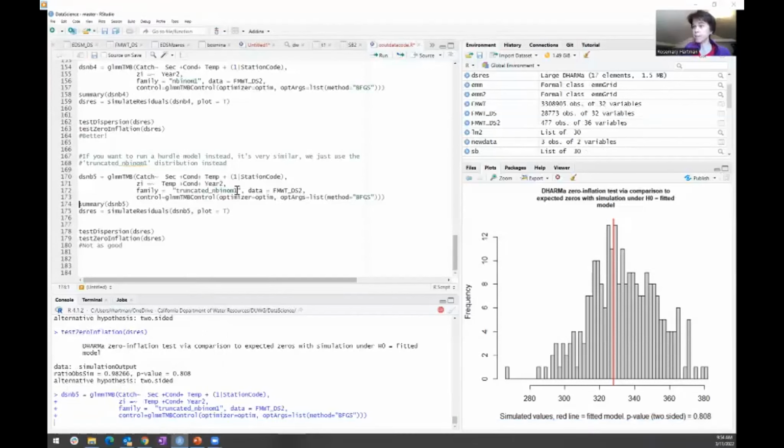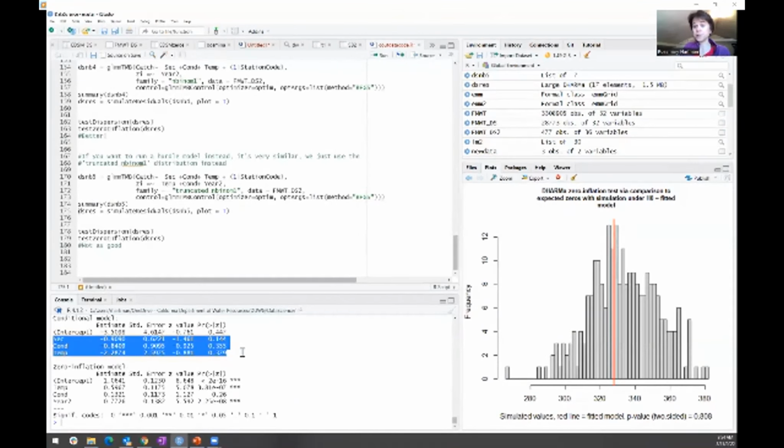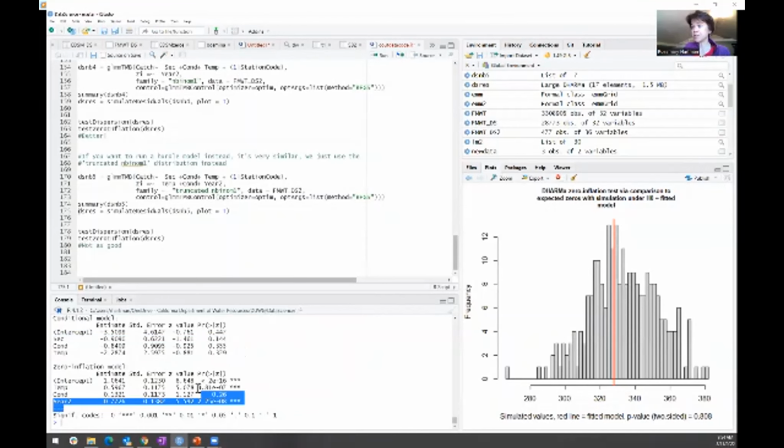Need to think about it. To think even longer than the negative binomial or the zero-inflated one. Looking at our summary, when we don't have any zeros in our count model, none of our predictors are significant, which is interesting. But we do have significant effects on the zero inflation model.